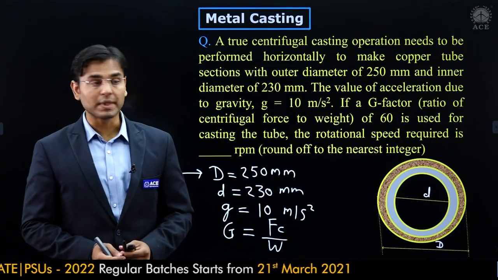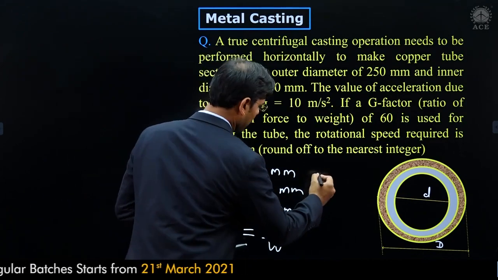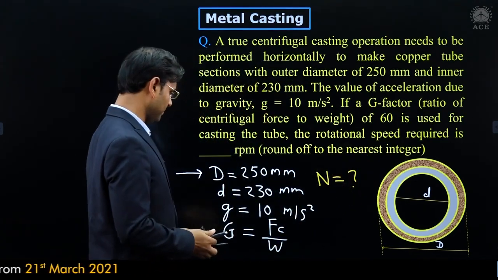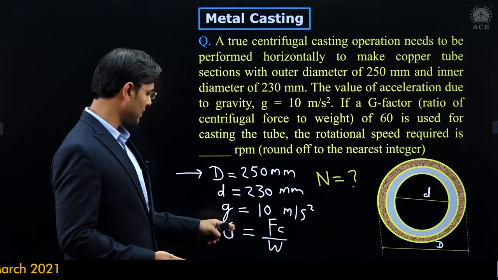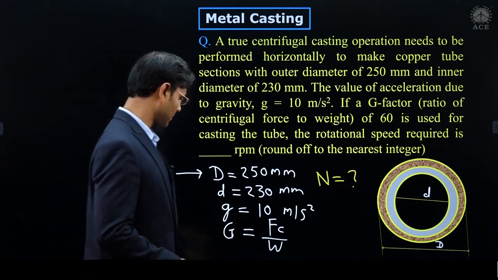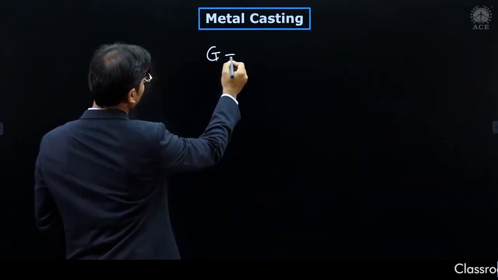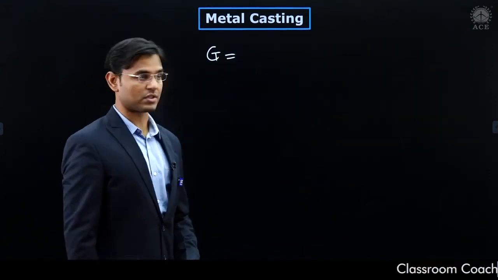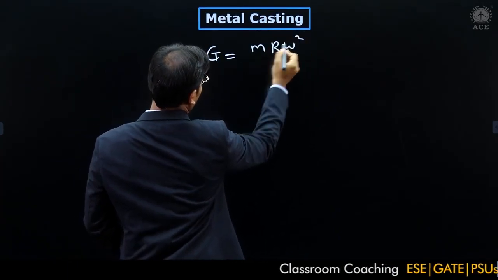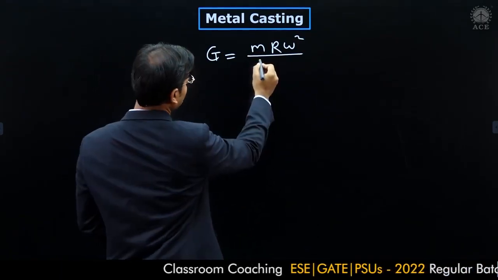The rotational speed required is RPM. We have to calculate the value of capital N, rotational speed required. Very easy problem. And what is important in this problem? The G is given and the formula of G is also given. Now let us put the formula for G. I am writing G is equal to, what is the formula? Centrifugal force, I am writing here m R omega square, divided by weight. Weight means force, I am writing here mass into acceleration.